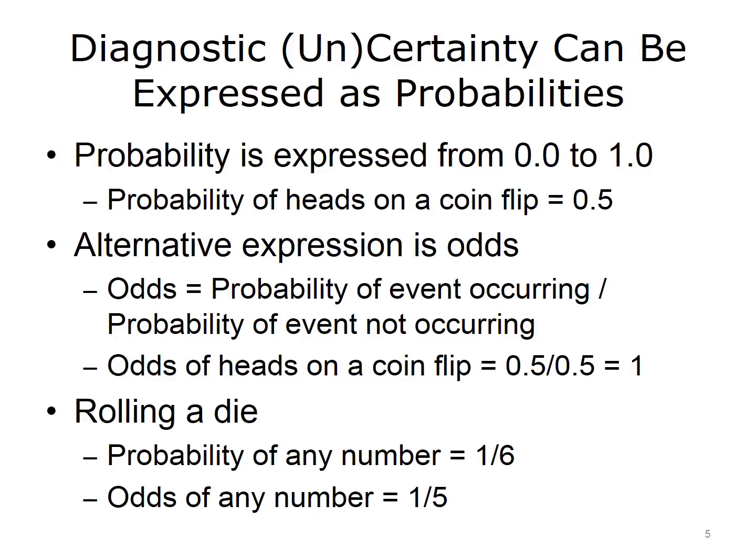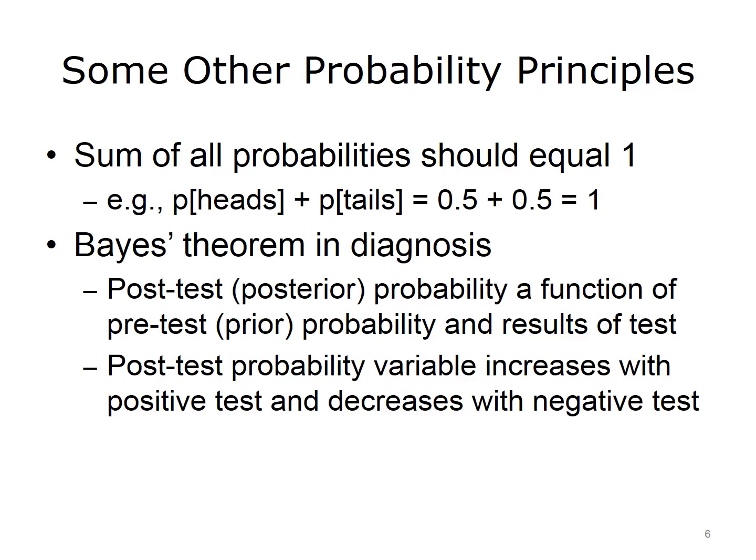An alternative expression of probabilities is to talk about the odds. The odds are the probability of an event occurring versus the probability of an event not occurring, or the ratio. The odds of getting heads on a coin flip is 1 to 1. When we roll a single die with 6 possibilities on the sides of the die, the probability of getting any number is 1/6. The odds of getting any one number are 1 to 5. Another principle to consider when talking about probability is that the sum of all probabilities should equal 1. For example, with a coin flip, the probability of heads or tails is each 0.5, which adds up to 1.